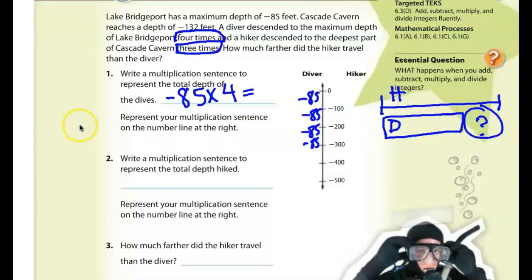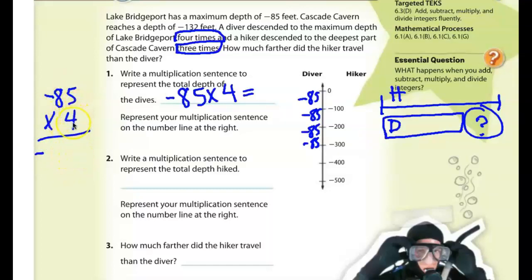All right, so I'm going to go ahead and actually solve. Now, so we're going to go ahead and solve for that. So 85 times 4. Is my answer going to be positive or negative? Go ahead and answer that for me. All right, we know that if the two signs are different, the answer is going to be negative.